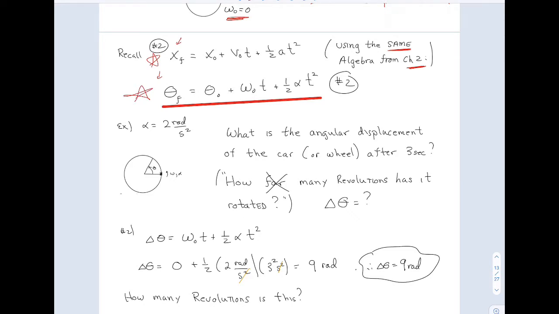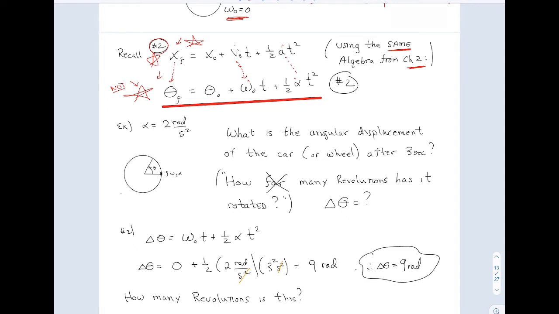Position x gets replaced with its rotational counterpart, angular position. Initial velocity gets replaced with its rotational counterpart, angular velocity, and acceleration gets mapped to angular acceleration. So that's what I mean by this equation's on the equation sheet, this one's not. As long as you have that one, you just replace x with theta, v's with omega, and a's with alpha. It really is that simple. I want you to see that pattern.